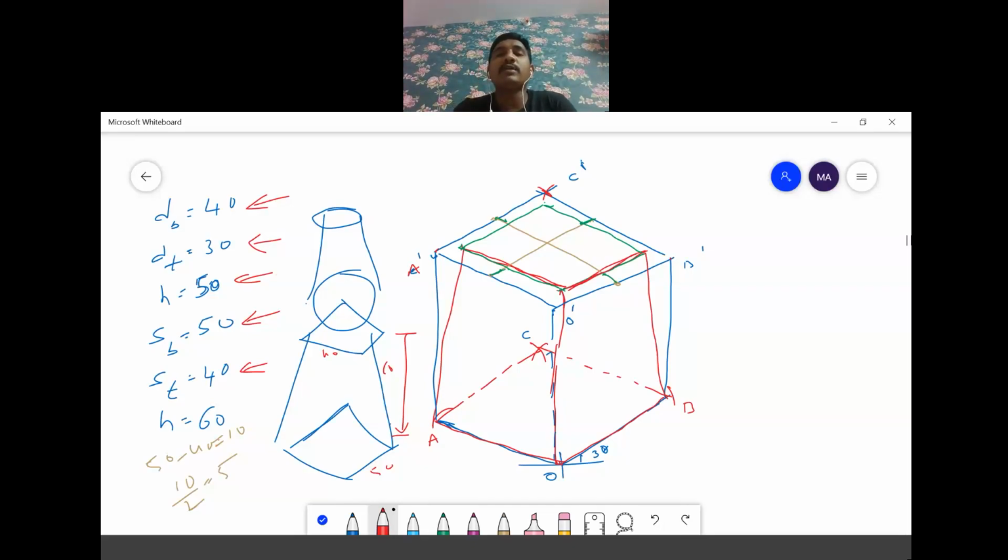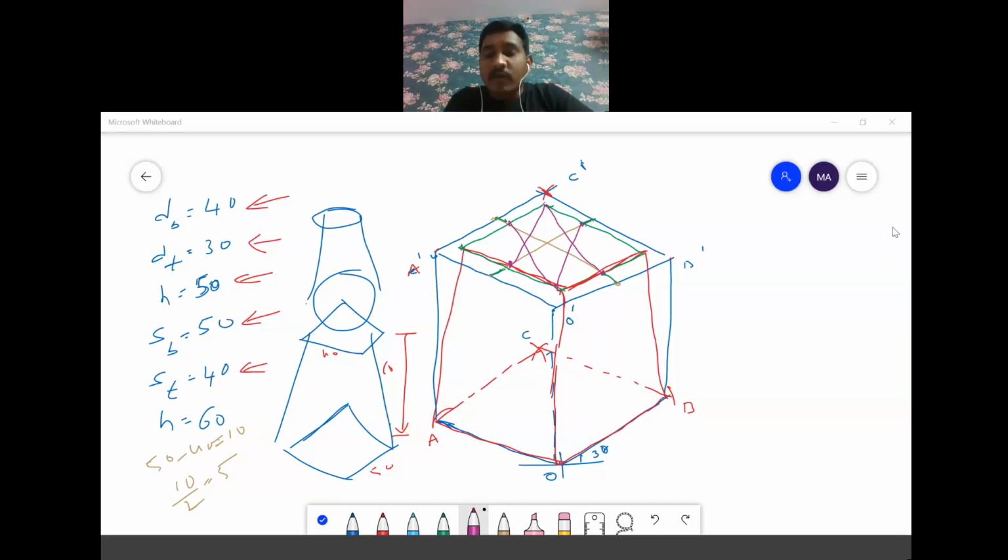So what I will do is, here I have already marked the midpoints of the sides. Using the four center method, I will construct a circle here. From the top vertex to this center I am joining. From the bottom vertex to this center I am joining. Here you have to draw a circle. Why? Because it is a frustum of a cone.